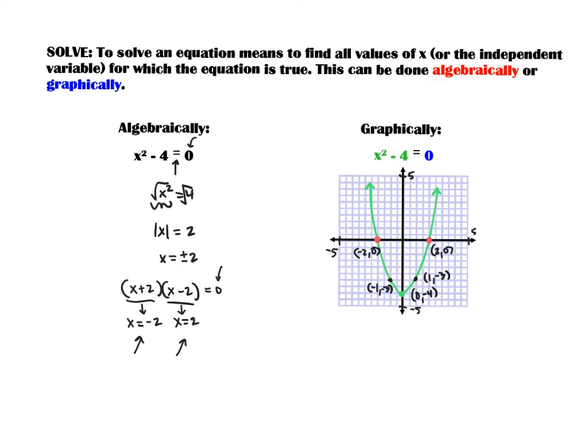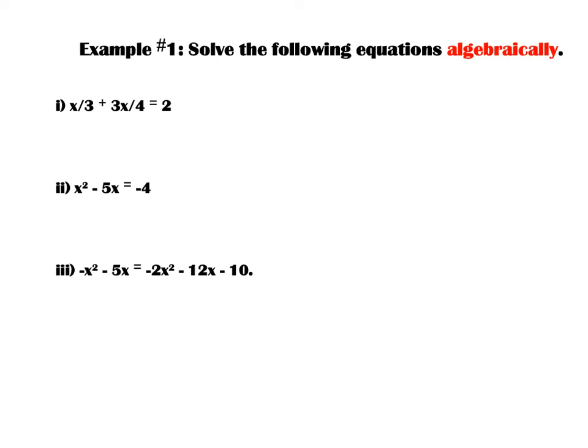Notice how this equation was asking where x squared minus 4 equaled 0. And we found that: y equals 0 at those two points, 2 and negative 2. So let's get into it using some of our methods.